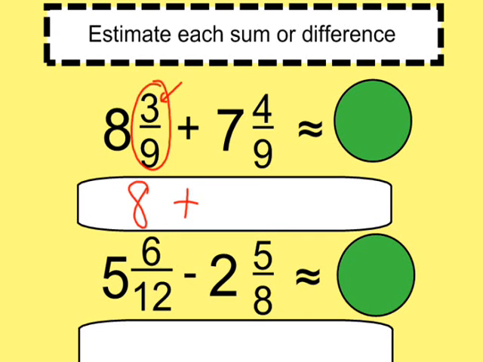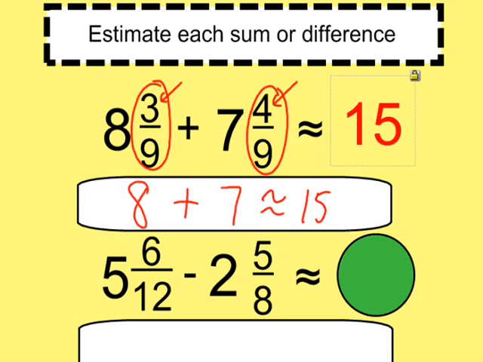Now this is a sum, we're adding. Would 4/9 round up? Is 4/9 greater than 1/2? Well, if you double 4, you get 8. It's less than 9. So this would remain at 7. So if you were estimating this sum, you would get 15.